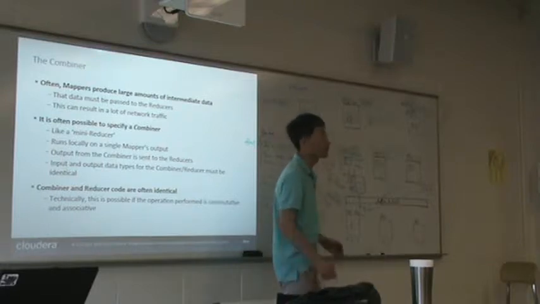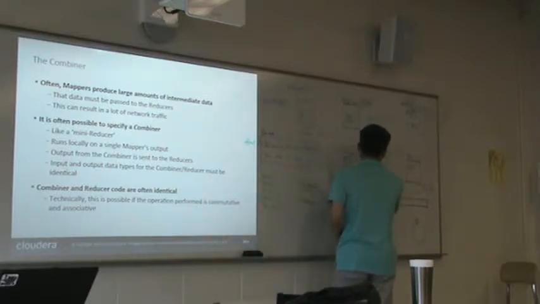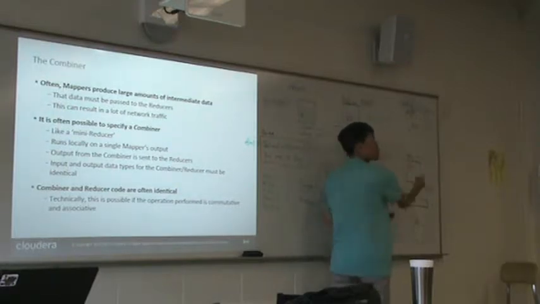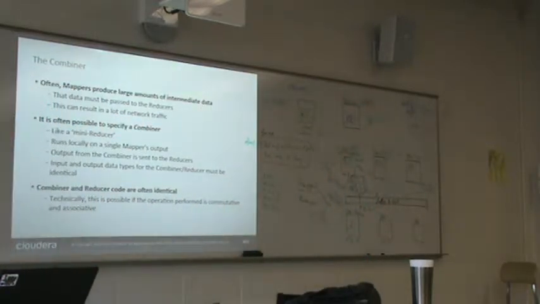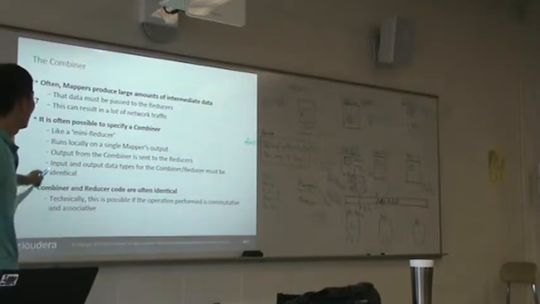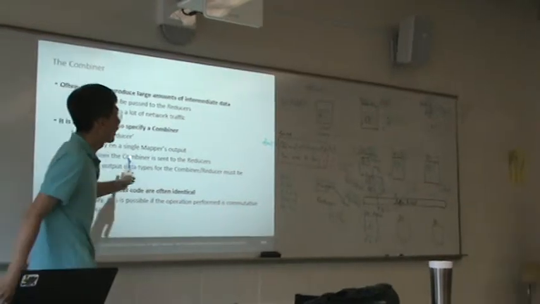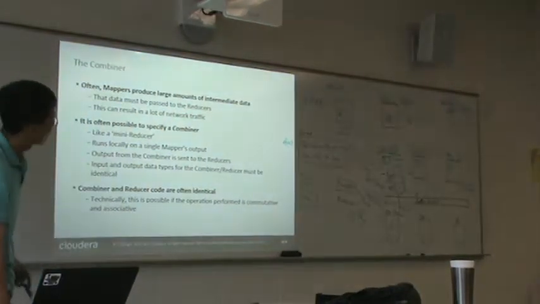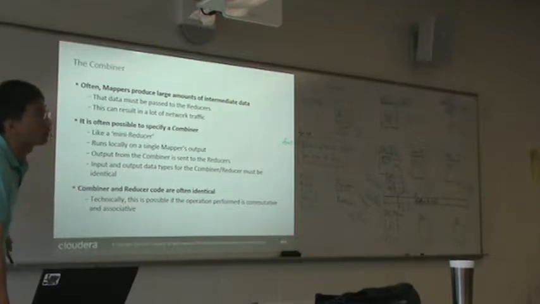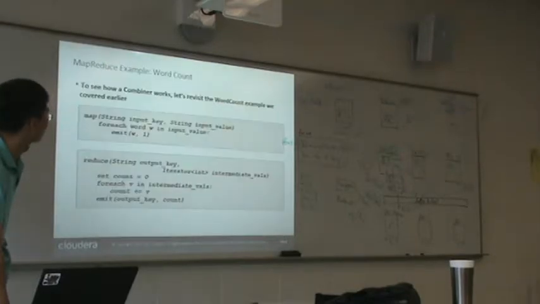Oh yes, because for example, you have A,1 and then the next A,1, you need to find each A and combine. So it's after the shuffle and sort. The output from the combiner is sent to the reducer, and the input and output types and code are the same as the reducer. So most of the time, for the combiner, you don't have to code it again. Just use the class name of the reducer.